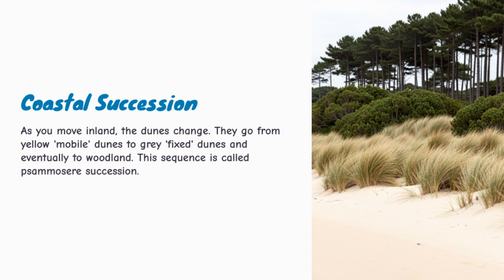These early dunes are often called yellow dunes because they contain lots of bare sand and are still mobile. As plants grow and die, organic matter is added to the sand. This slowly creates more soil and improves conditions. Further inland, the dunes become more stable and may be called gray dunes because there is more vegetation and humus.